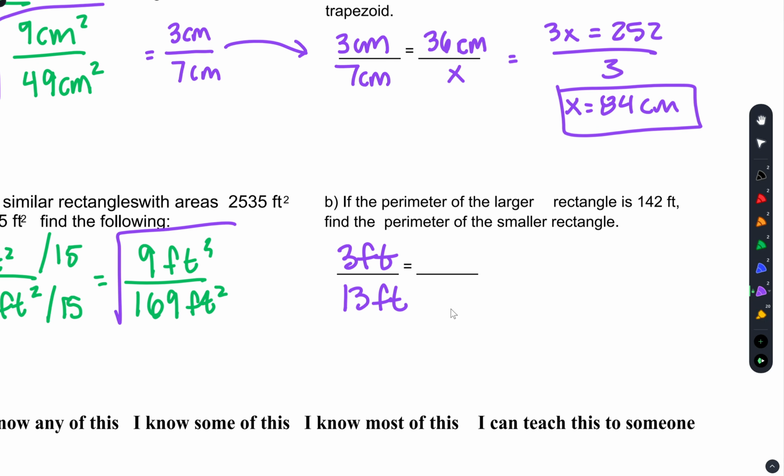And then I fill in the rest of my proportion. The perimeter of the larger one is 142. And then I put my x in there. 13x equals 3 times 142. 426 divided by 13 is 32.8.